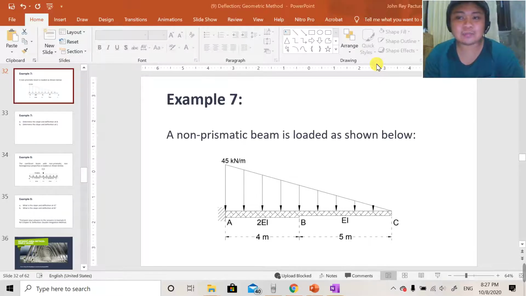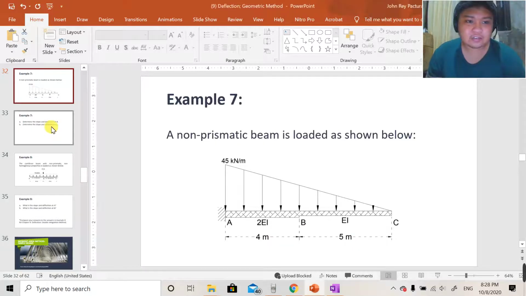So basahin ko lang yung problem. Example 7, a non-prismatic beam is loaded as shown below. So, ito siya from A to B, uniformly varying load and 45 kN per meter yung height ng triangle. Tapos class, yung ating fixed support ay nasa point A. From A to B, its flexural rigidity class is 4EI, while from B to C naman, its flexural rigidity is 5EI. So, ano ba yung mga tanong dito?